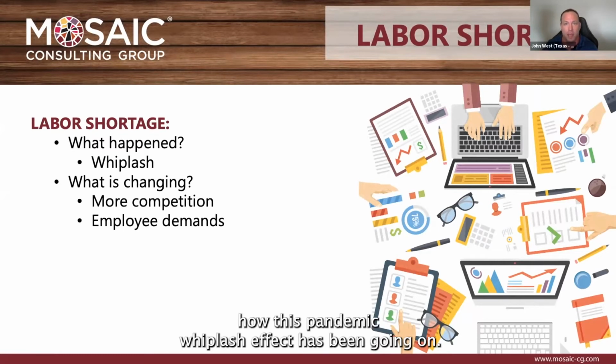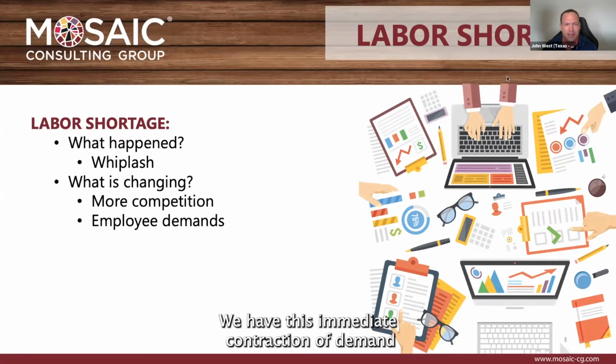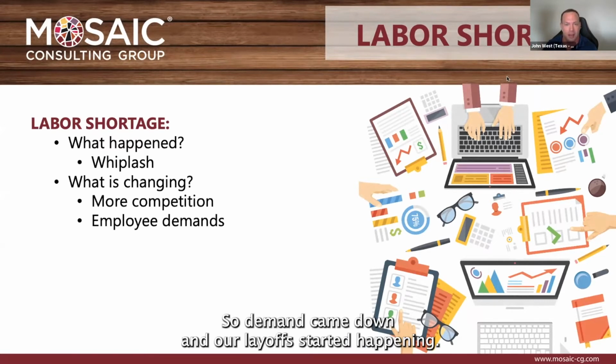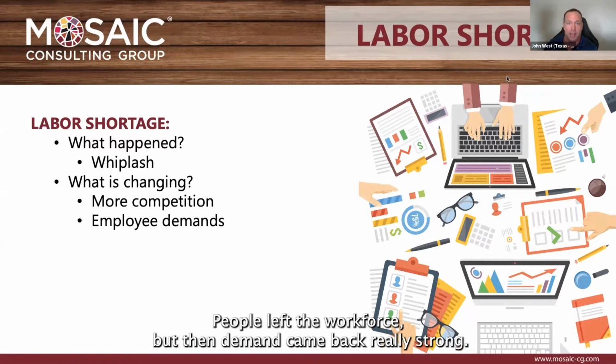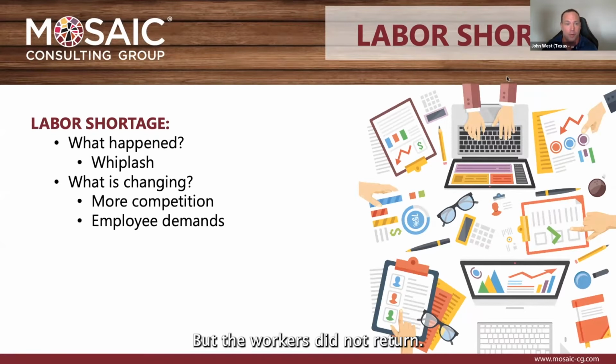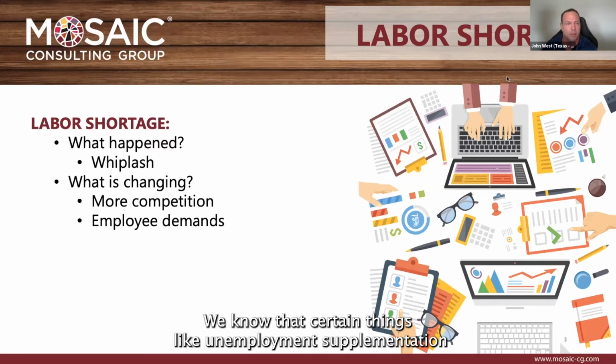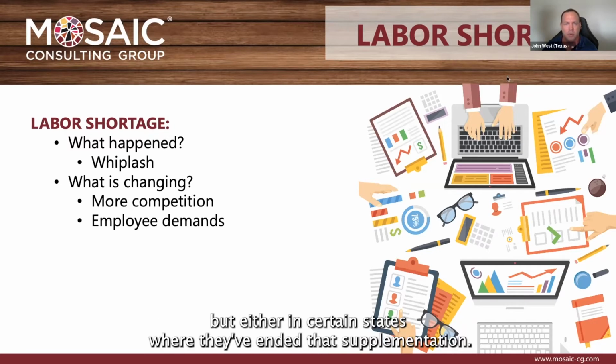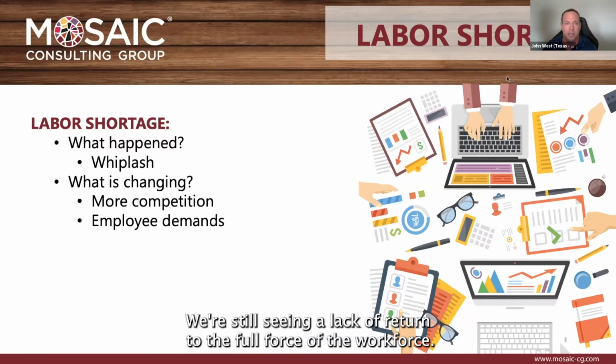Kind of this pandemic whiplash effect has been going on. We had this immediate contraction of demand when COVID first happened, and then we saw it snap really quickly. So demand came down, layoffs started happening, people left the workforce, but then demand came back really strong, but the workers did not return. And so open positions really came back much faster than people were willing to return to work. We know that certain things like unemployment supplementation seem to be part of the factor of people not returning to work. But even in certain states where they've ended that supplementation, we're still seeing a lack of return to like the full force of the workforce.